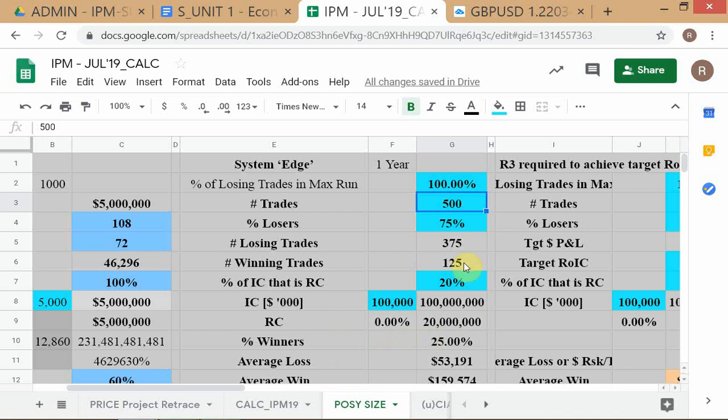What are we doing? Number of trades, we are saying, is going to be 500 trades. We are going to be doing 500 trades. At any point of time, if you don't follow, please ask. 250 trading days, 2 trades per day, 500 trades.